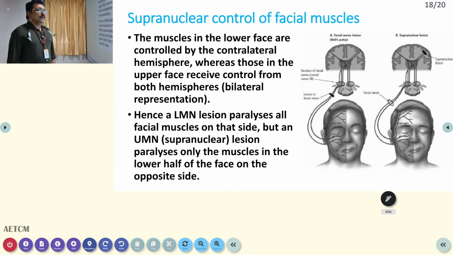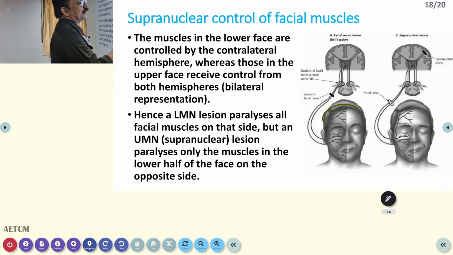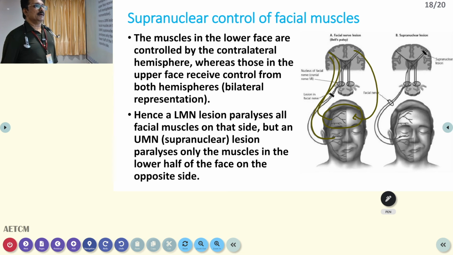Now this part we have already covered. The upper part of the face has a bilateral innervation. Both sides of the brain innervate the upper part of the face: from the same side, and from the opposite side there will be innervation. So that is very important.